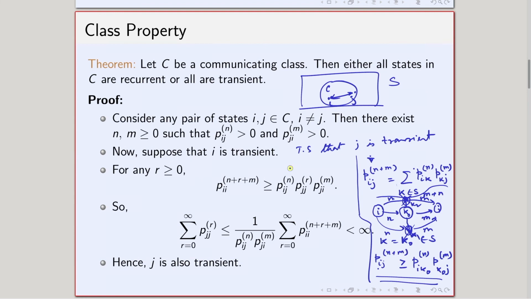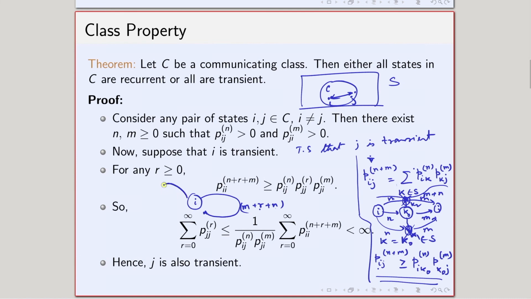Okay. In a similar manner, if I want to come back to i from i in n plus r plus m steps, that probability is this. Now this can happen in several ways.